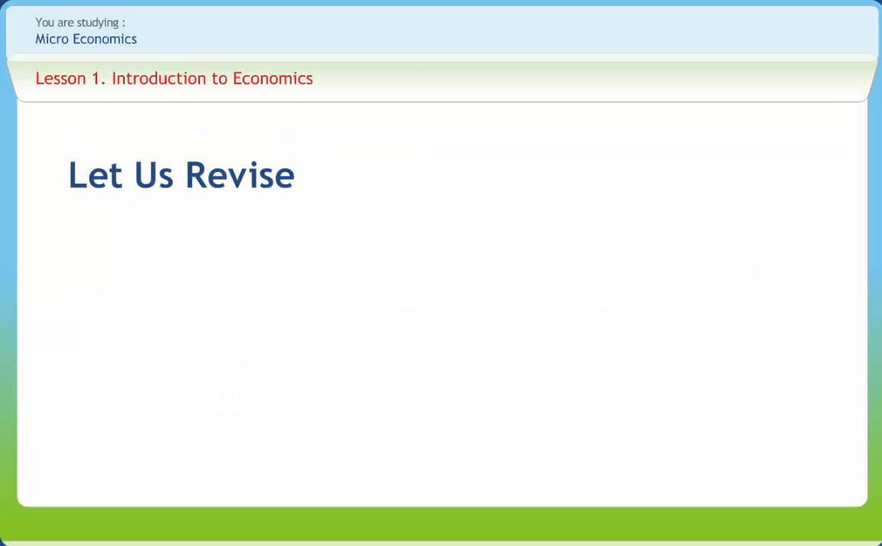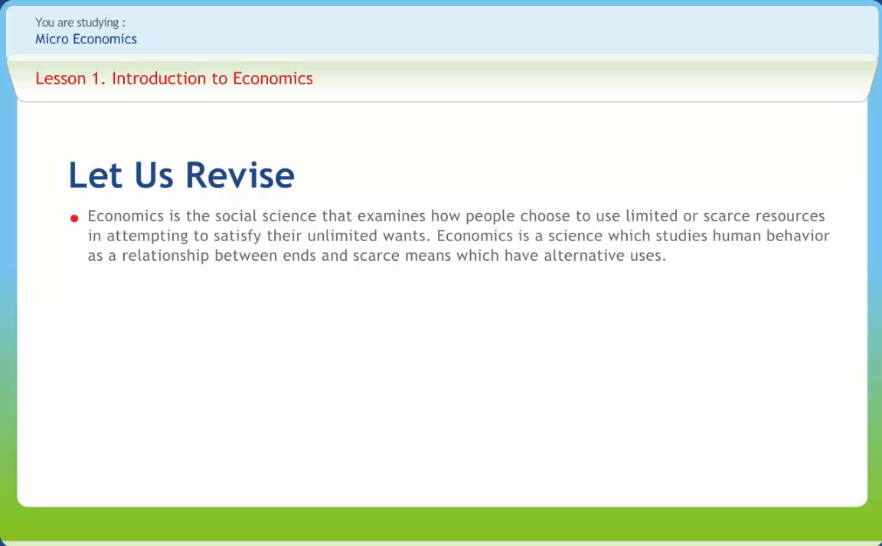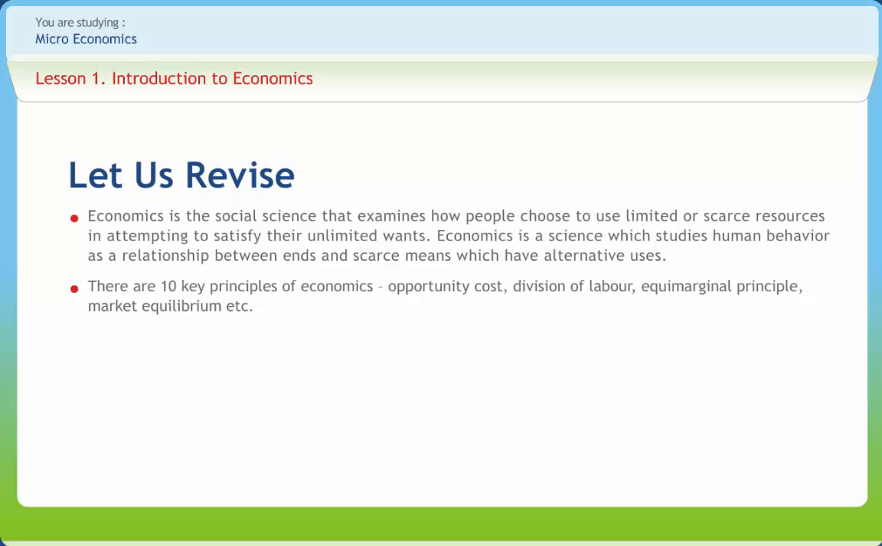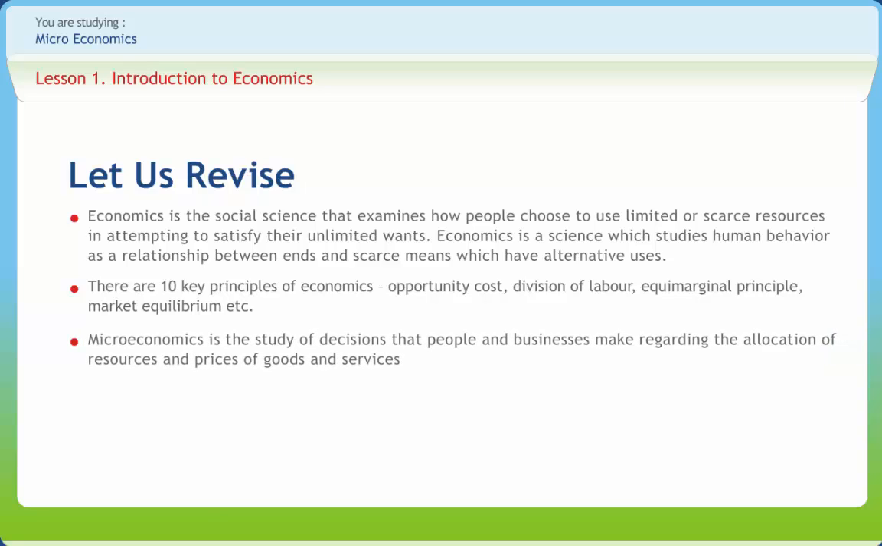Let's revise. Economics is the social science that examines how people choose to use limited or scarce resources in attempting to satisfy their unlimited wants. Economics is a science which studies human behavior as a relationship between ends and scarce means which have alternative uses. There are 10 key principles of economics: opportunity cost, division of labor, equimarginal principle, market equilibrium, etc. Microeconomics is the study of decisions that people and businesses make regarding the allocation of resources and prices of goods and services.